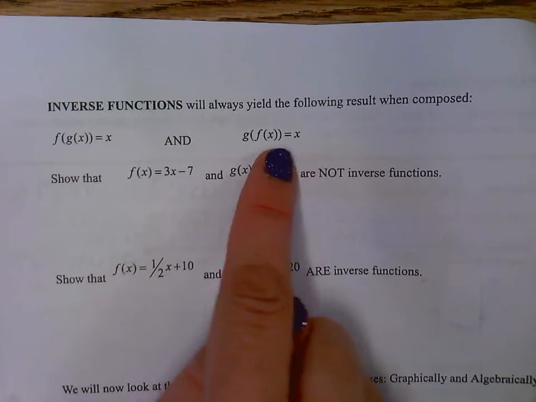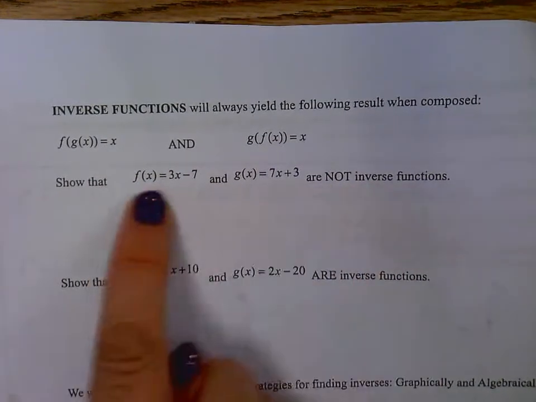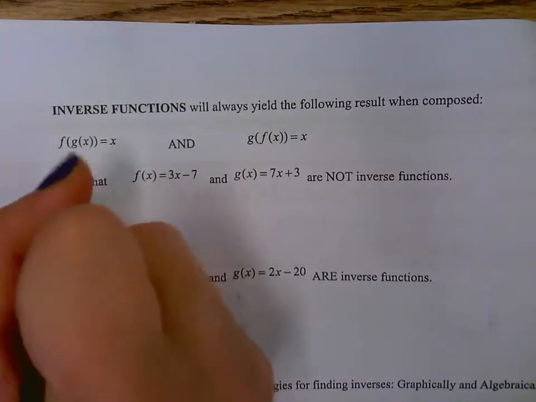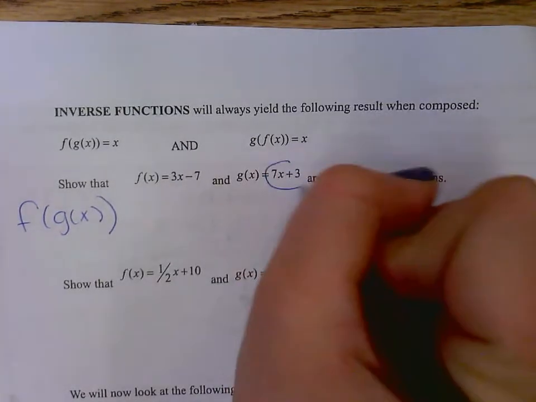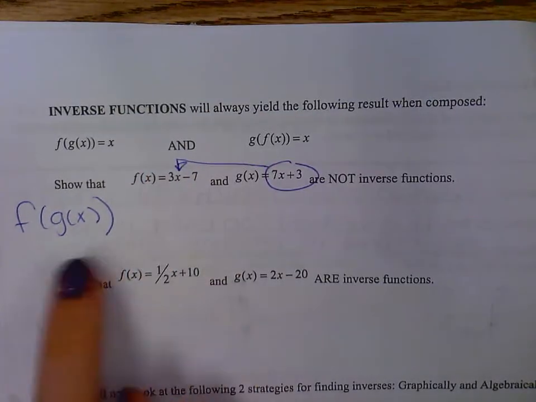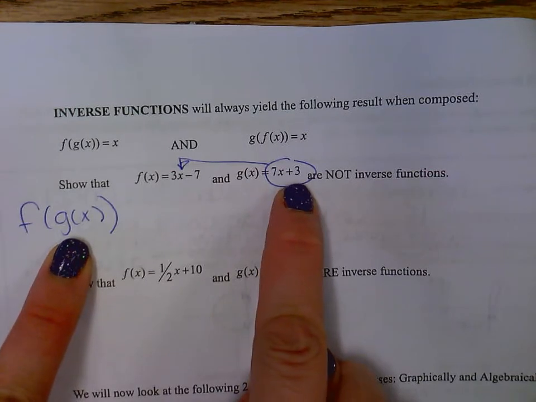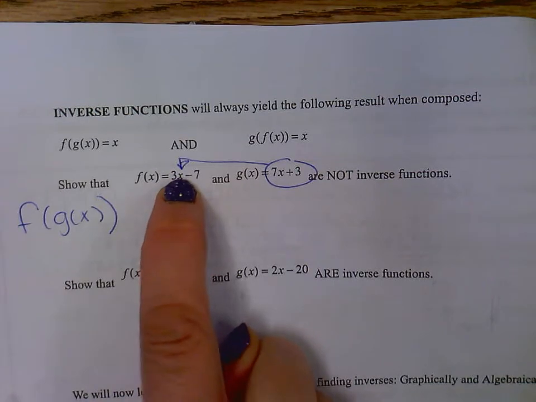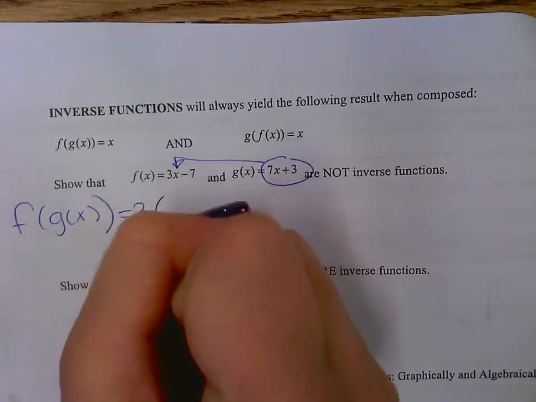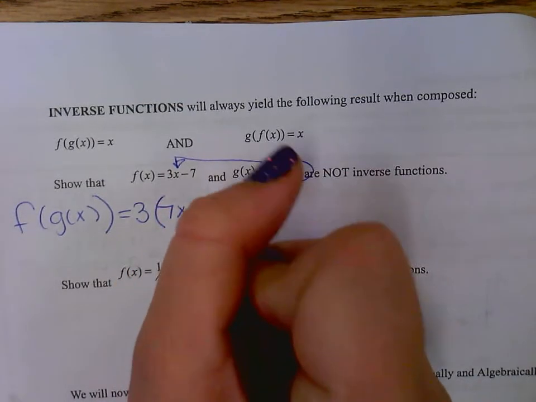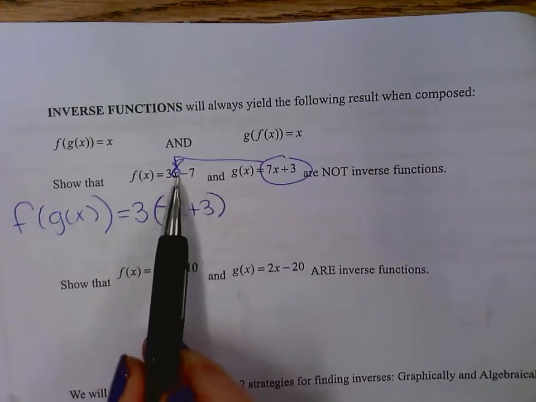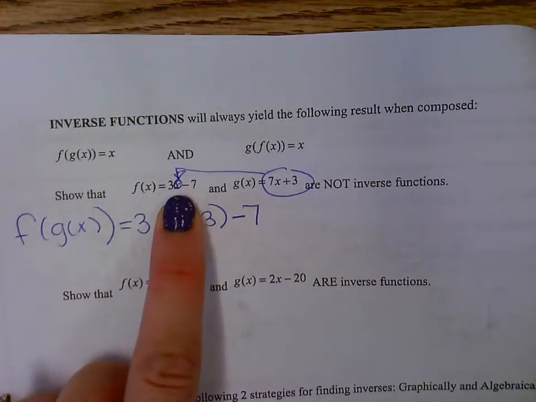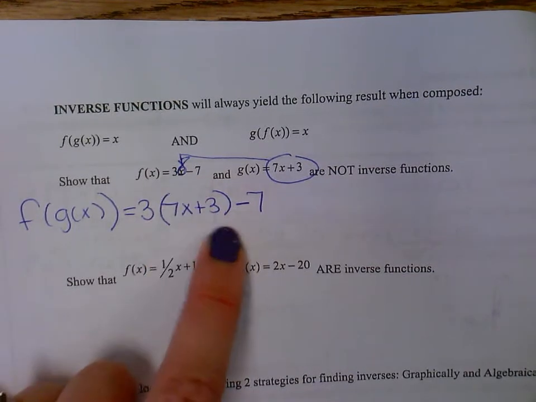All right, so here I'm showing that these are not inverse functions. My first step, I'm going to plug g inside the f function. So see how the g function is 7x plus 3? I'm going to plug that into the original function for that x value. So I would get 3 times parentheses 7x plus 3, I just plugged it in for that x value, minus 7. Some of you yesterday weren't replacing the x. So x is getting completely replaced by 7x plus 3.